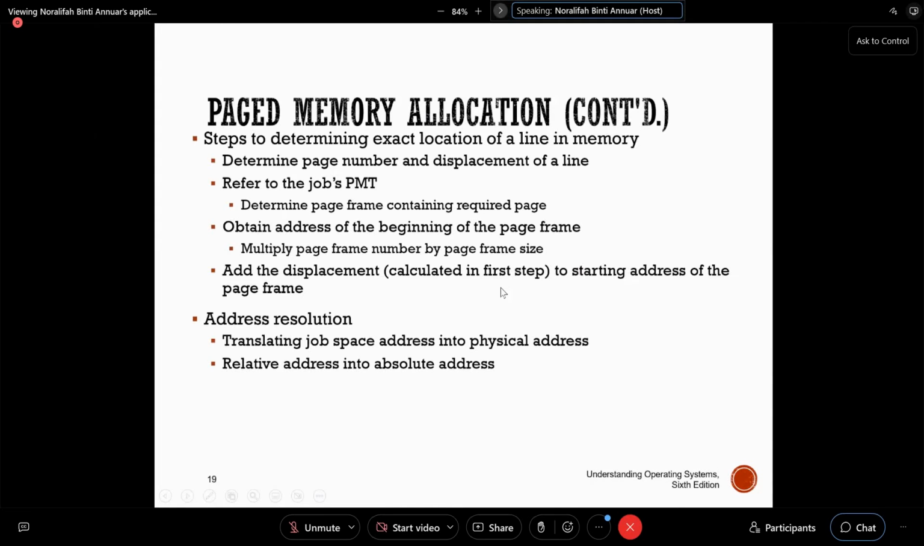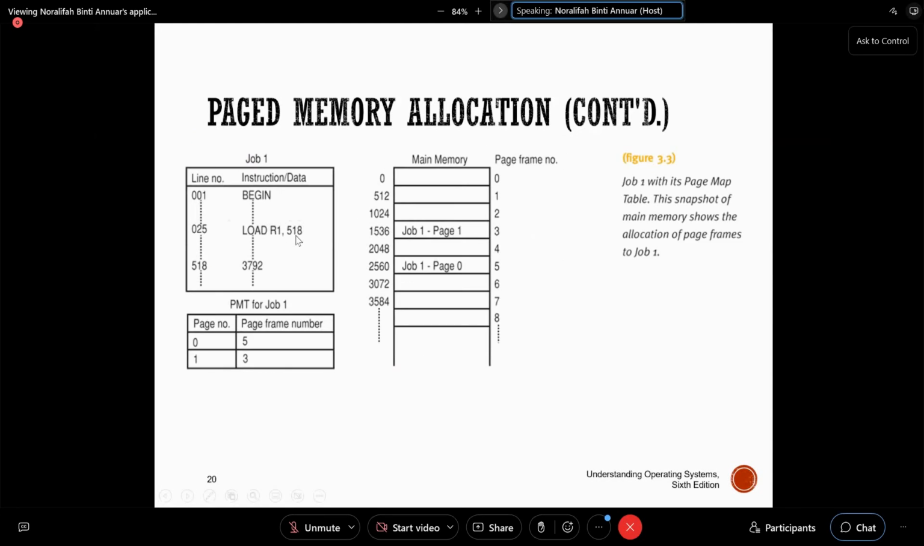Ni ada cara-cara dia mengira lah. Dia boleh buat sendiri. Multiply page frame number by, senang je. I think you guys CS students kan boleh buat ni. Ada cara tunjuk kat sini. Ni ada contoh.